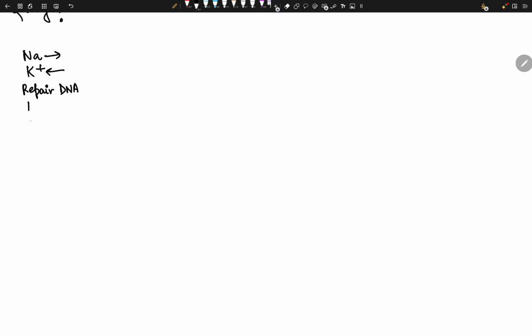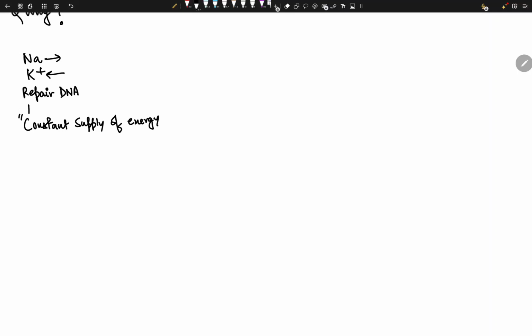So we need a constant supply of what? Of energy. And that sucks, honestly, because you can't eat every time. You're not eating all the time. You just eat every 8 hours, right?